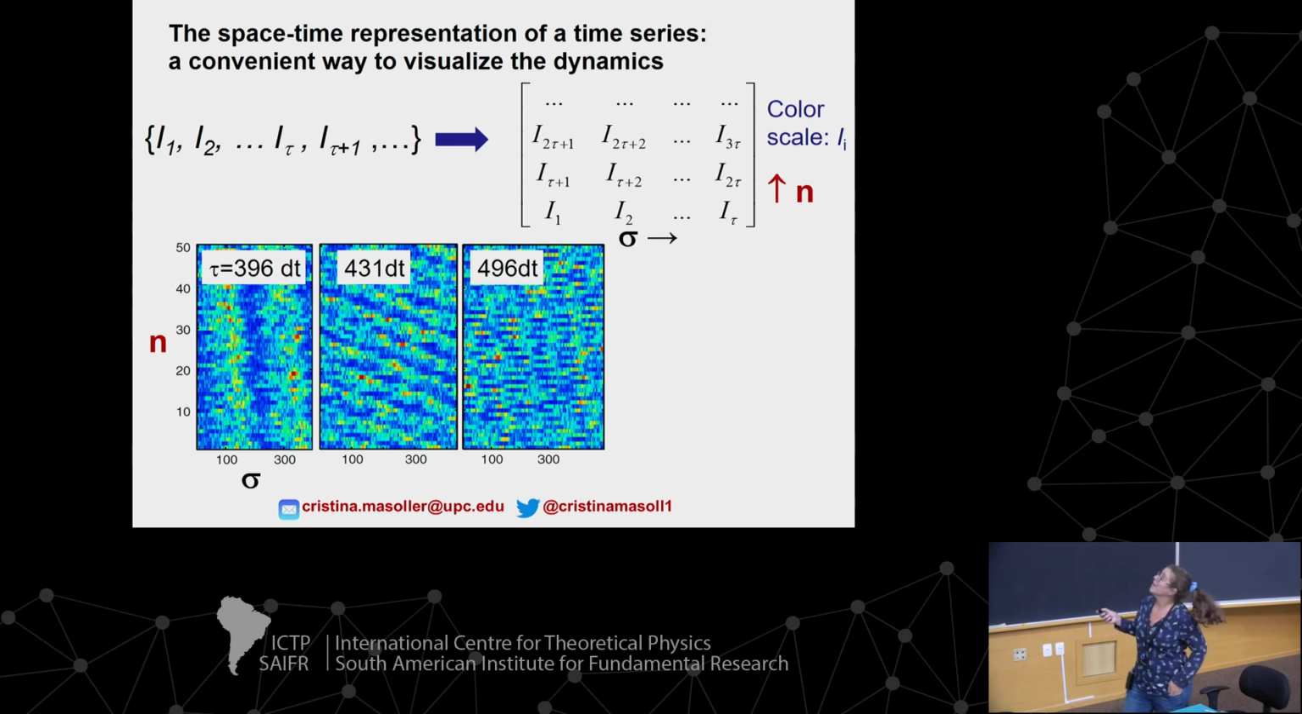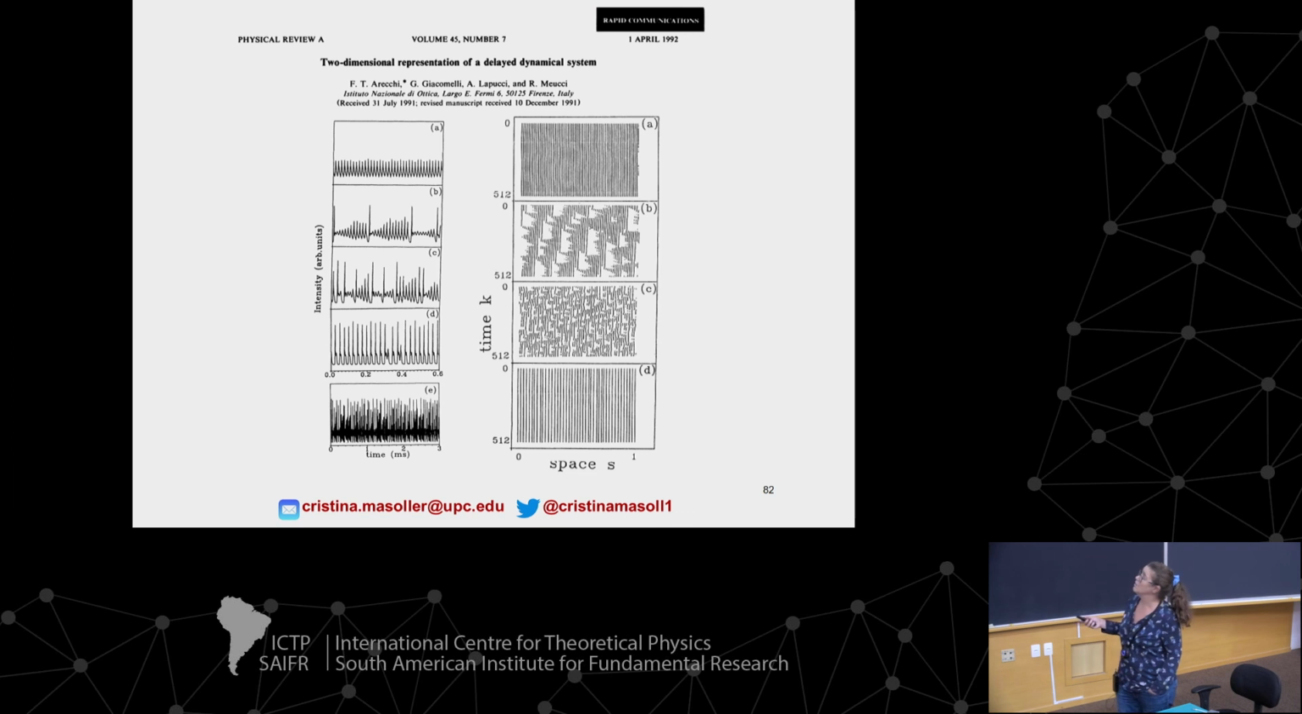Depending on how you choose this tau, and I'm going back to that data that I showed you on the transition to turbulence, you can have a structure with some vertical patterns here, or some diagonal like this, or alternating. It all depends on how you choose your tau. It's a simple way to visualize the dynamics of a time series. It doesn't give you any quantification. It's just a way of inspecting the data.